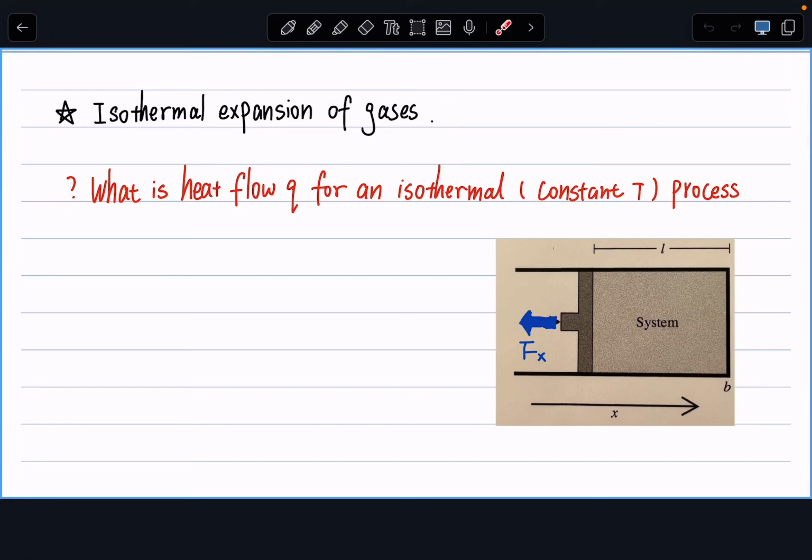Before we do that, today's lecture is going to be the last lecture for chapter 2. So we will do a quick summary of what we covered after these two sections. Remember, in chapter 2, we discussed the first law of thermodynamics.